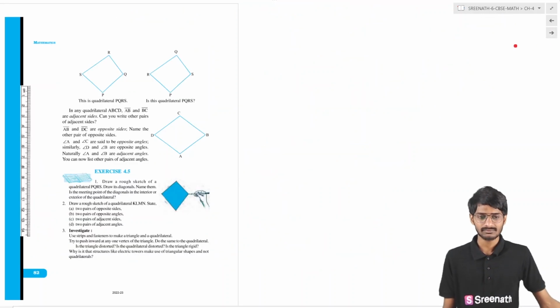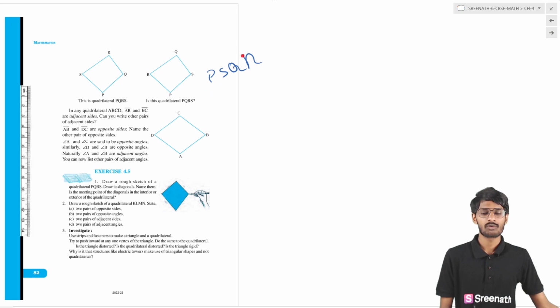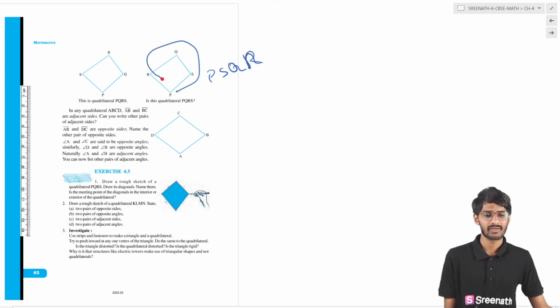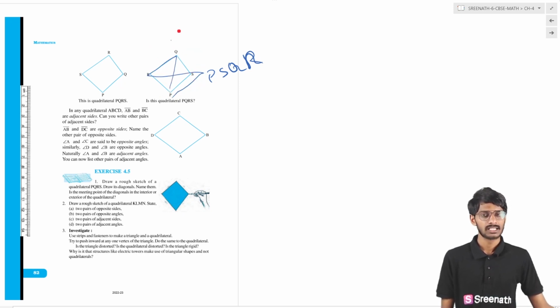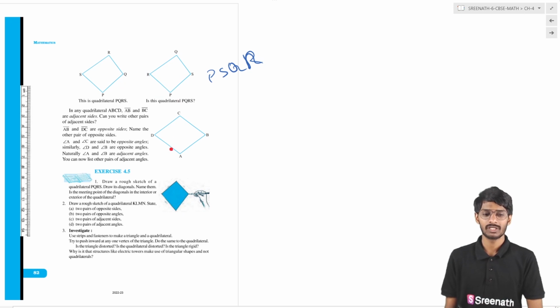Okay, so is this a quadrilateral PQRS? No, it is quadrilateral PSRQ. While writing the name, if you start from here, you have to follow either this route or this route. Don't write P and then jump across like that. It will not be a quadrilateral that way. So this is the quadrilateral PSRQ, not the quadrilateral PQRS, students.